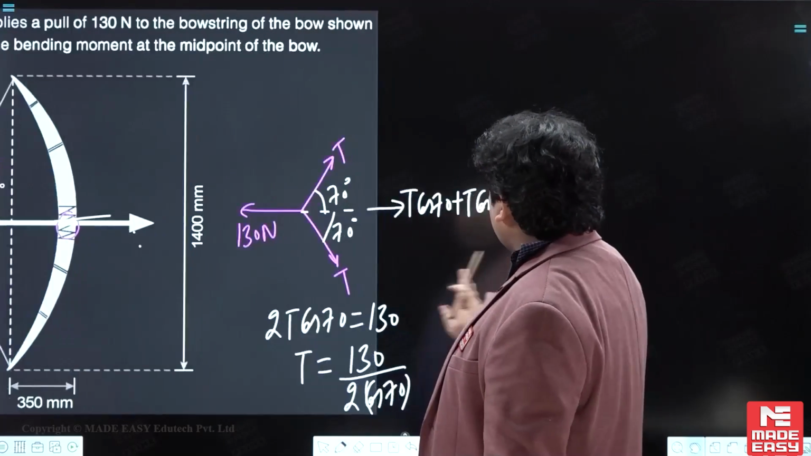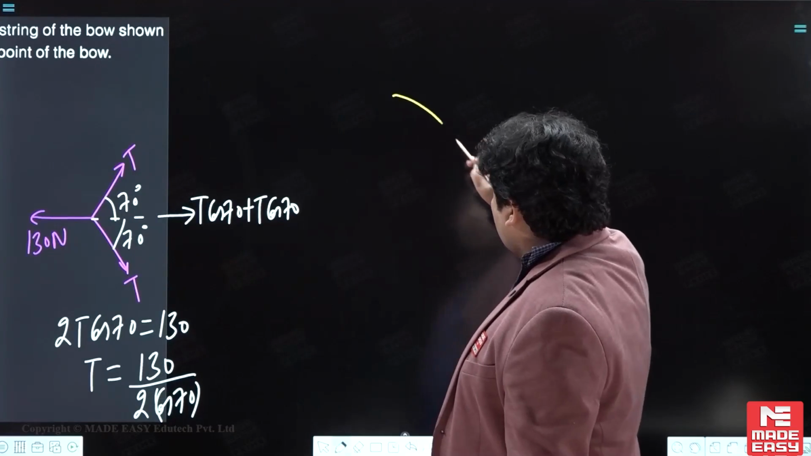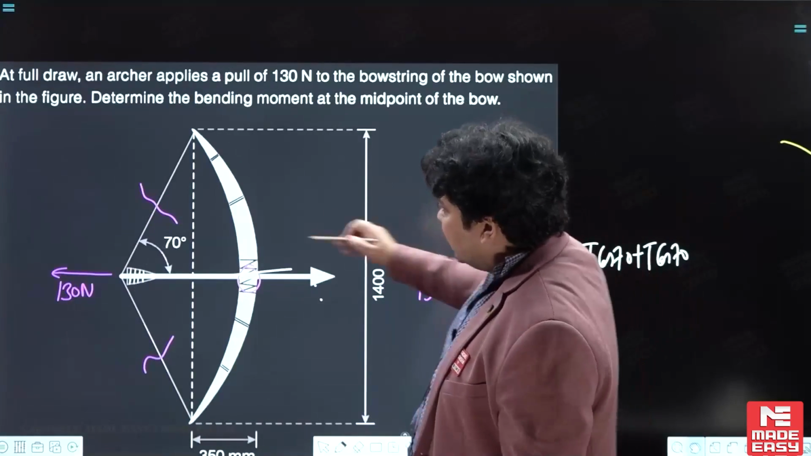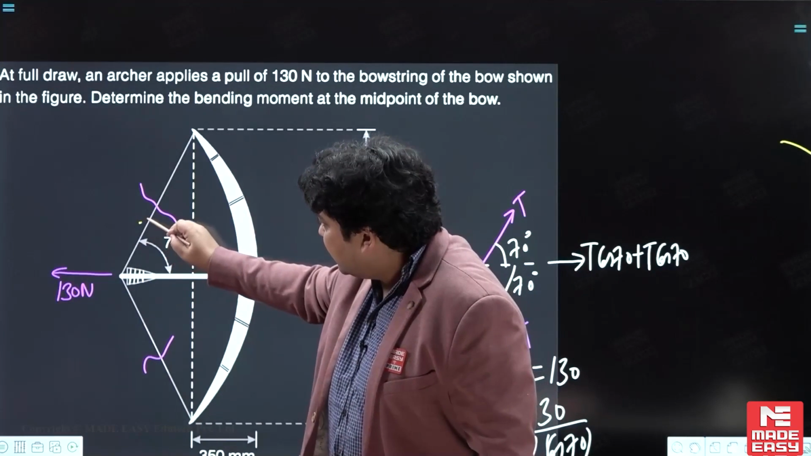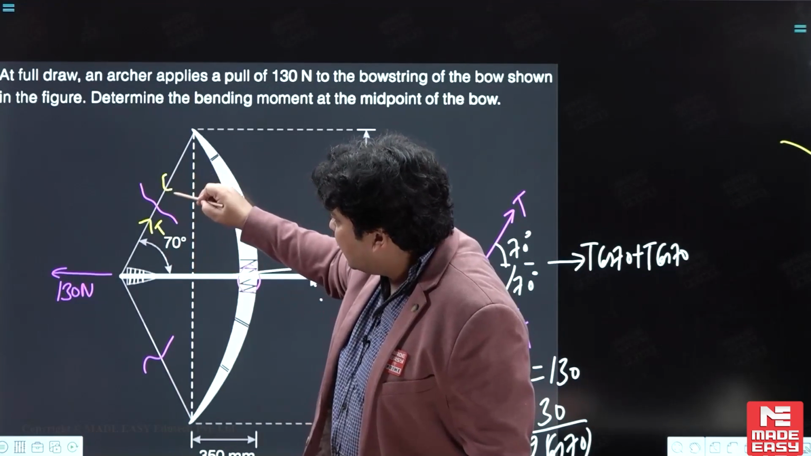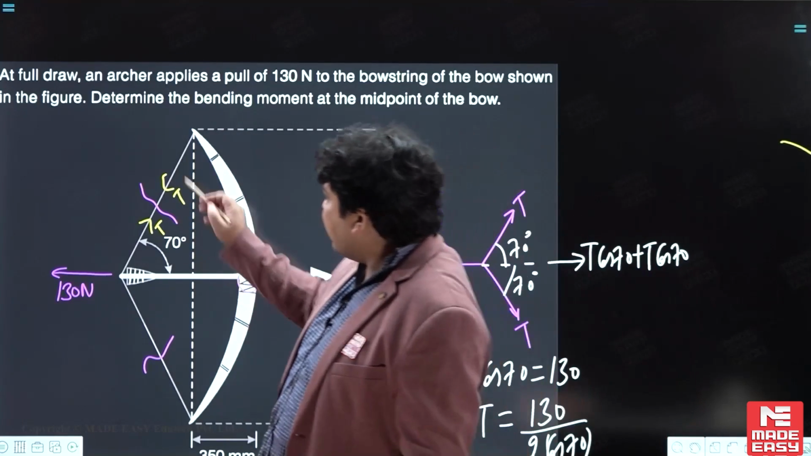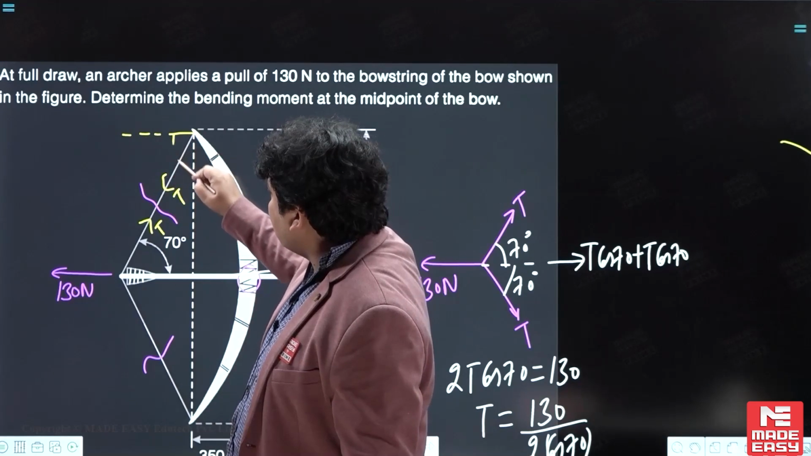So let's check the diagram this way. This tension will be T, because we cut this side. So this will be tension T upward on this side, and T downward on this side. We cut this side with tension T, and we have this angle of 70, so this angle will also be the 70 value.